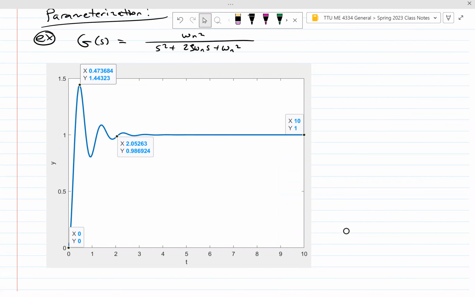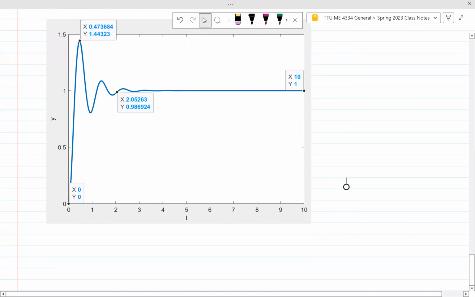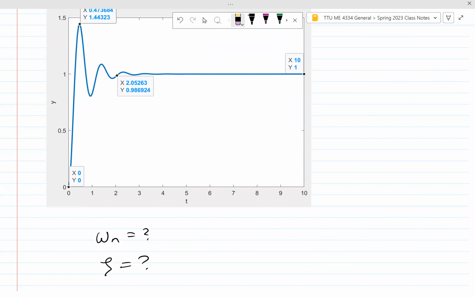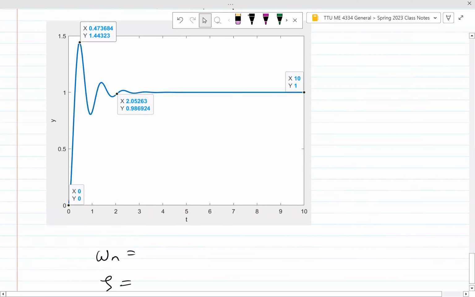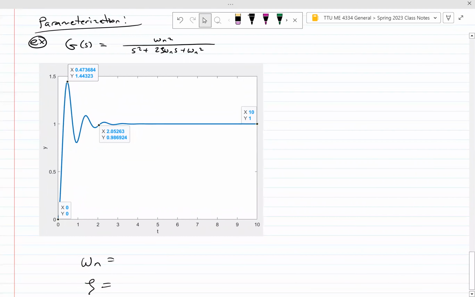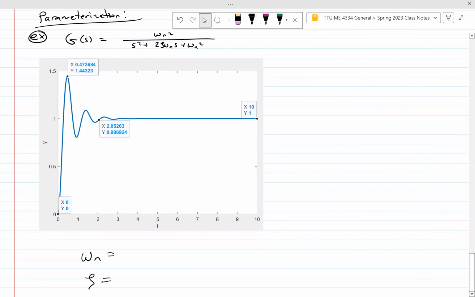I've chosen a few select points here. I want to figure out what omega n is. I want to figure out what zeta is. We have essentially done a step response, and we've gotten data for a step response. What is omega n? And what is zeta? That would parameterize our model. Ideas? What do we do with this data now?